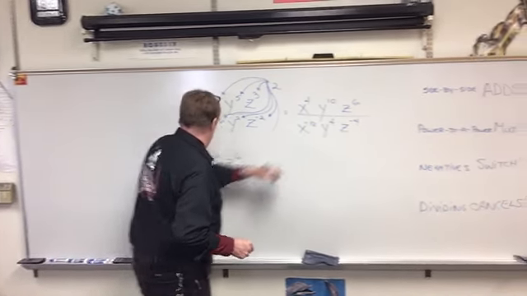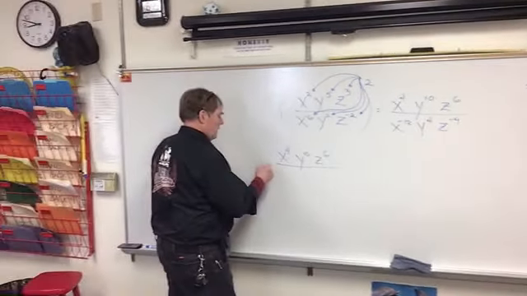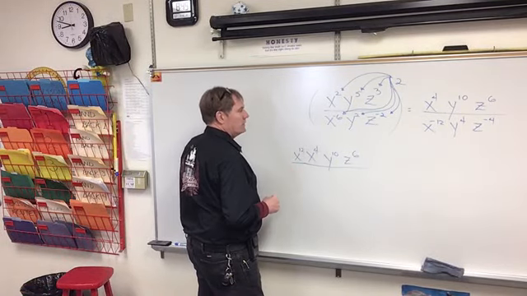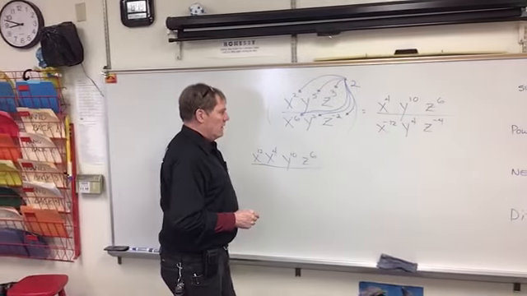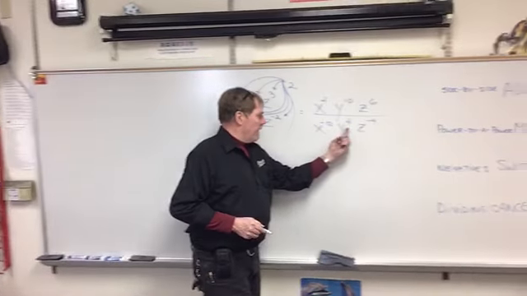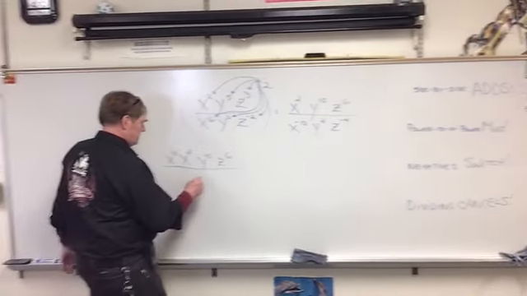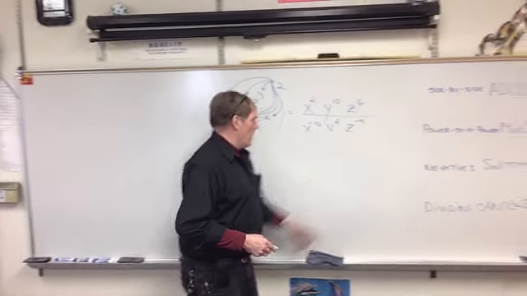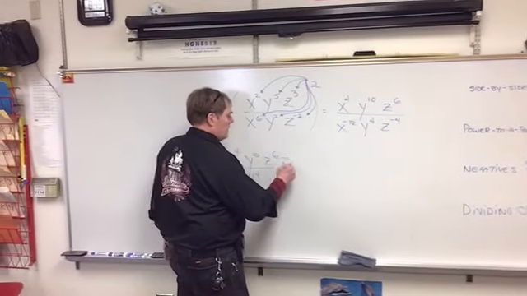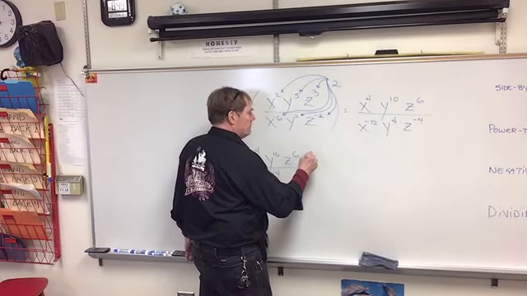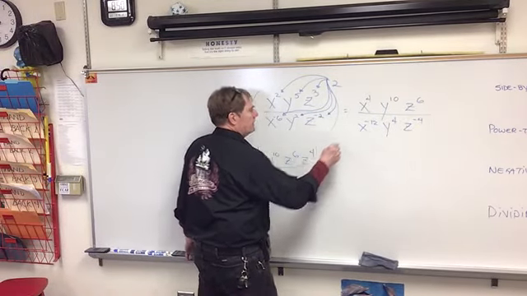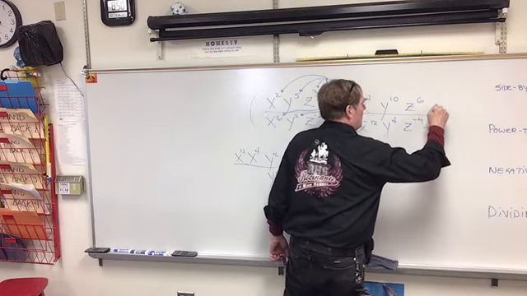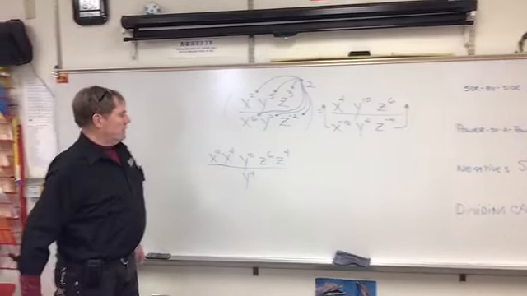X to the negative 12. That switches and ends up on top and turns positive. When he gets to his home, he puts his hand down. Y to the 4th stays where it is. Z to the negative 4 is on the bottom, it's got its hand up, it goes to the top and turns positive. So my negative 12 went up there, and my negative 4 went up there. Those two switched places, everybody else stayed where they were.